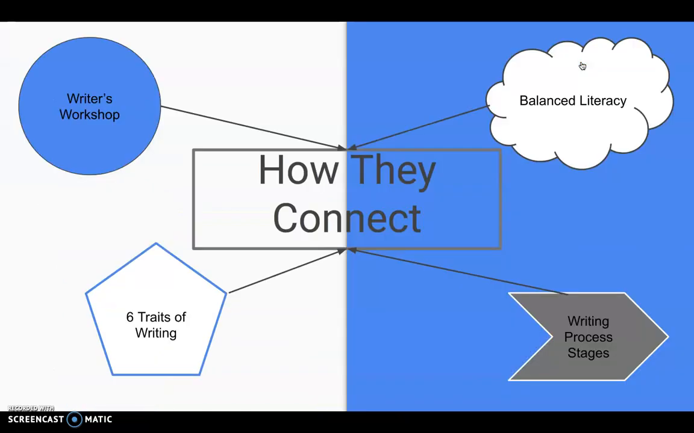So, all of these connect by how you use them. So you use the six traits of writing and the writing process stages during Writer's Workshop while incorporating the balanced literacy components. So all of the topics connect with each other to create amazing writing. If you take away one of these topics, the writing may become confusing.